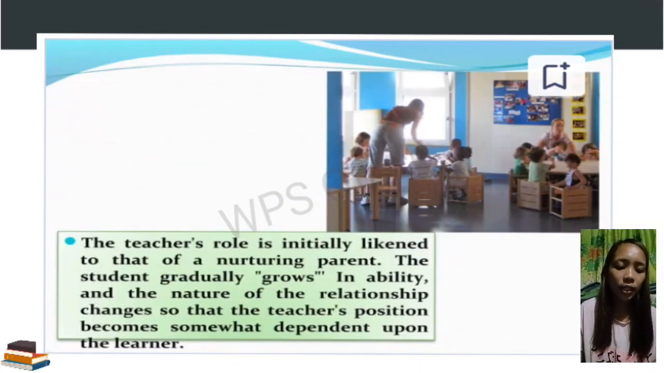So next, the teacher's role is initially likened to that of a nurturing parent. So here the teacher is like a parent. Now, of course naman, the teacher is our second parent. So in this method, this community language method, the teacher is likened to a parent here. So the student gradually grows in ability and the nature of the relationship changes so that the teacher's position becomes somewhat dependent upon the learner.